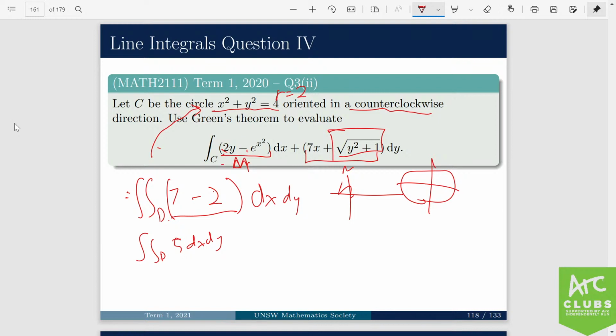So we just need to find the area of the circle. Since the radius is 2, remember r is 2, not 4, the area is pi times 2 squared, and then we multiply by 5. And so our integral becomes 2 squared is 4, so that's 20 pi. Another way you can think of it is you can move the 5 outside because it's not a function of x or y.